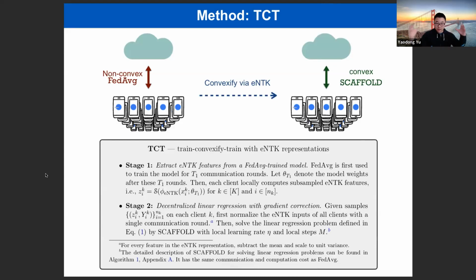And here is the description for the whole algorithm. As Sebastian asked earlier, in terms of the dimensions, we found that after computing the ENTK representations, we can do this subsampling procedure, just randomly take the features from this huge feature vector, and we found that it has very similar performance compared to if you use all the features from this huge vector. And the first stage is non-convex. We train this using federated averaging and extract the features, and then we learn this over-parameterized linear regression model.